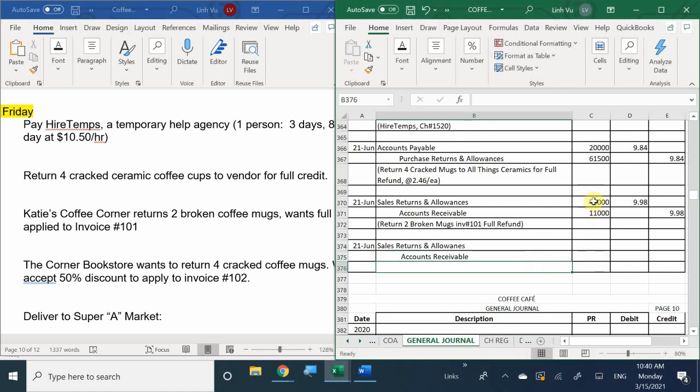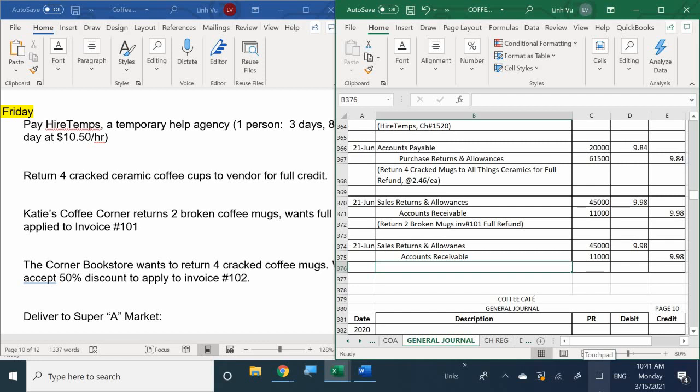So once again, it's pretty straightforward. Let's calculate how much he should be getting back. He's trying to attempt to return 4 coffee mugs, right? But we're giving him a 50% discount. So what is that going to be? So $4.99 times 4 divided by 2. What is that going to give us? $9.98. Okay. And that's how much we're going to reduce the accounts receivable.